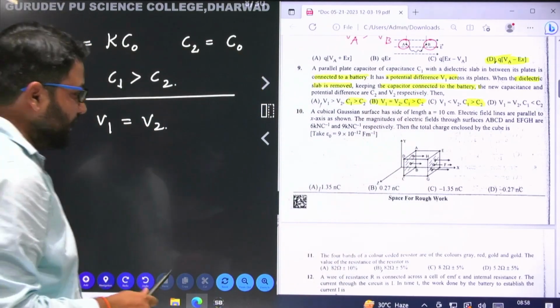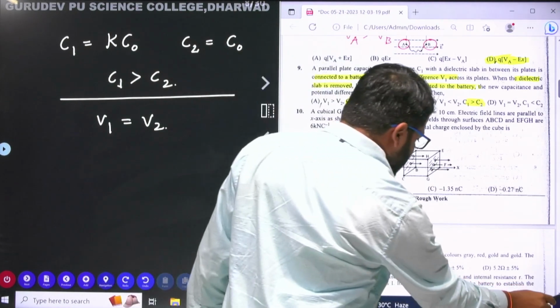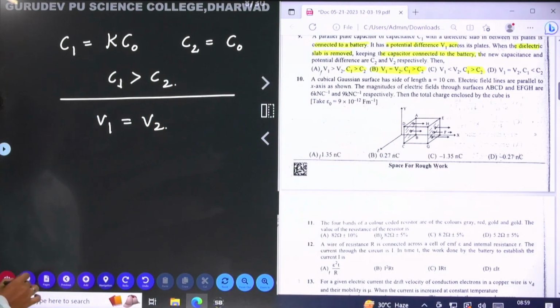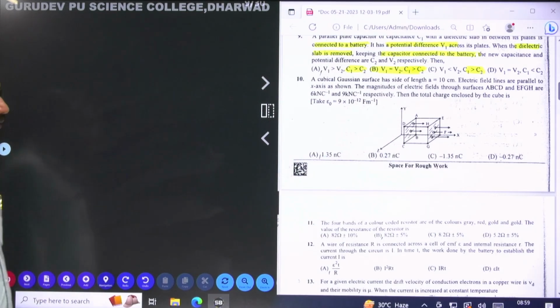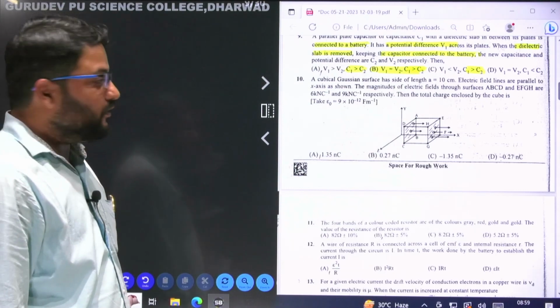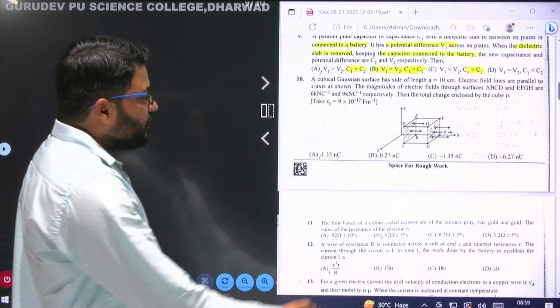Yes, moving to the next question now. The next question is on Gauss law once again. It is on the electric flux concept involving Gauss law also. So let us try to read the question.